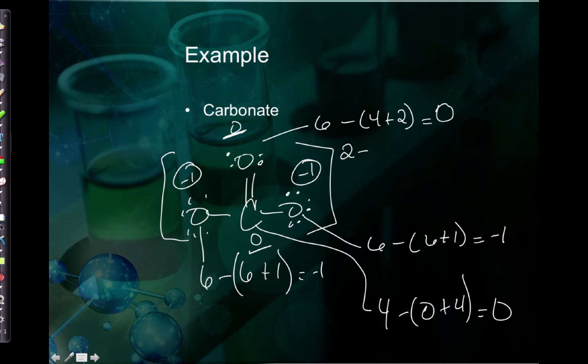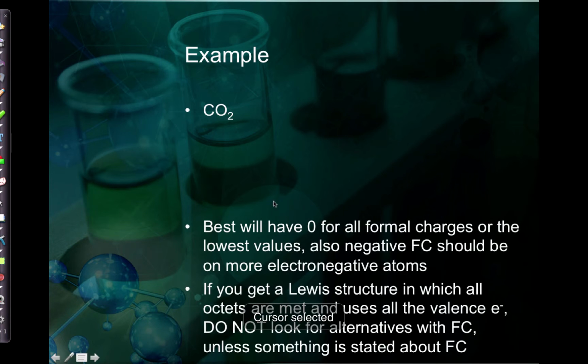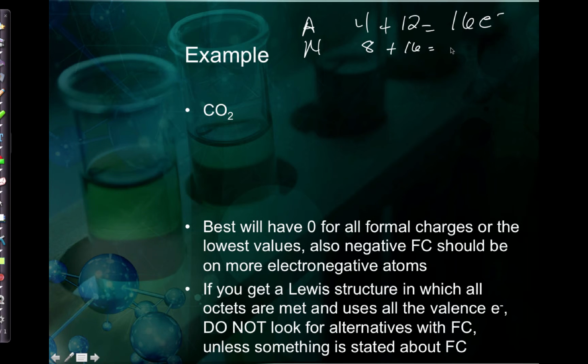All right, so let's look at another molecule. Let's look at carbon dioxide. So carbon dioxide has, for the electrons available, 4 in the carbon, plus the 6 in each oxygen, so that's 12. So that's 16 electrons. Now for needed, well, I have 8 plus the 8 in each oxygen. All right, so 24 minus 16 would give me 8. So that means I'm going to have 4 bonds.